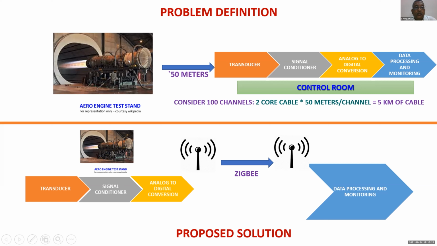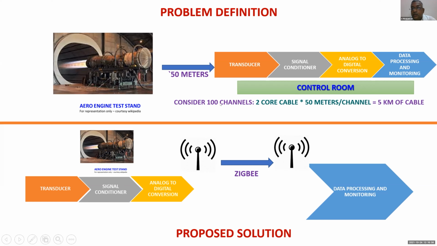And what happens is you instrument the engine, you take signals from the engine, and then you run them across the transducers and the signal conditioners. The analog to digital conversion happens, and the data processing. Typically, these are located in the control rooms, and from here, you draw lengthy cables to the control rooms. Consider a simple 100 channels instrumentation and a 2-core cable for a single channel. You multiply by 50 meters per channel, and the overall 100 channels comes to 5 kilometers of cables.